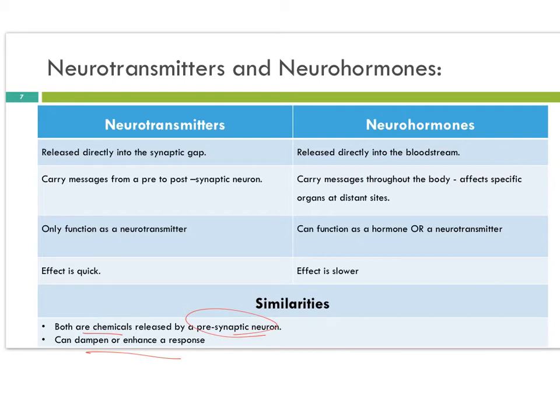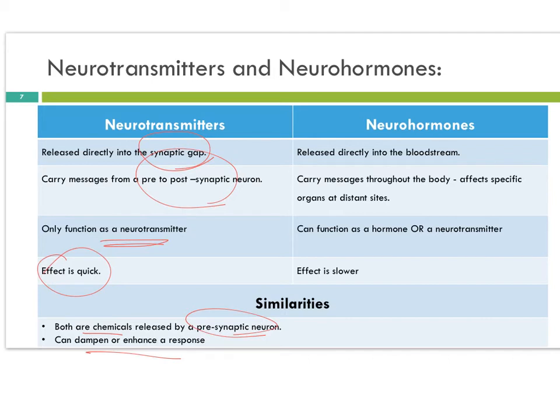Neurotransmitters are released directly into the synaptic gap. They carry information or messages from the pre to the postsynaptic neuron. And they only really have one function, and that's as a neurotransmitter. Because we're only going from the pre to the postsynaptic neuron, the effect is pretty quick.